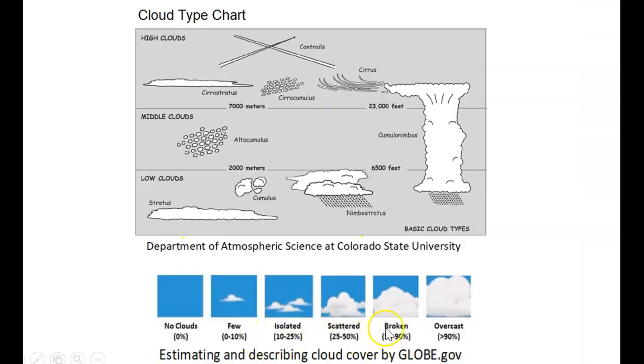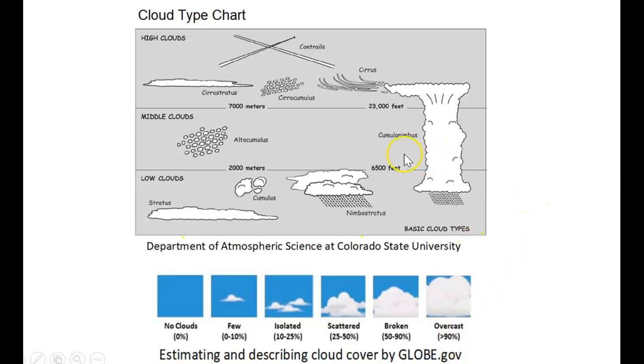Now I can also describe how much cloud cover there was on the day that I was looking up. It can go all the way from 0% or no clouds, a nice blue sky, all the way up through overcast, greater than 90%, meaning most of the sky is covered with clouds.